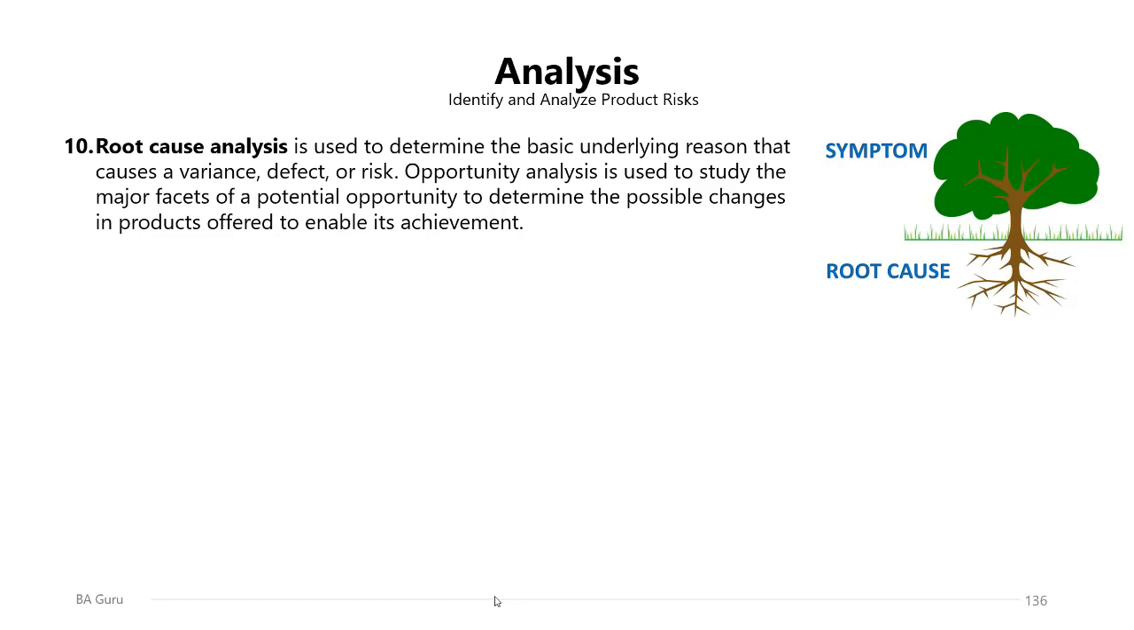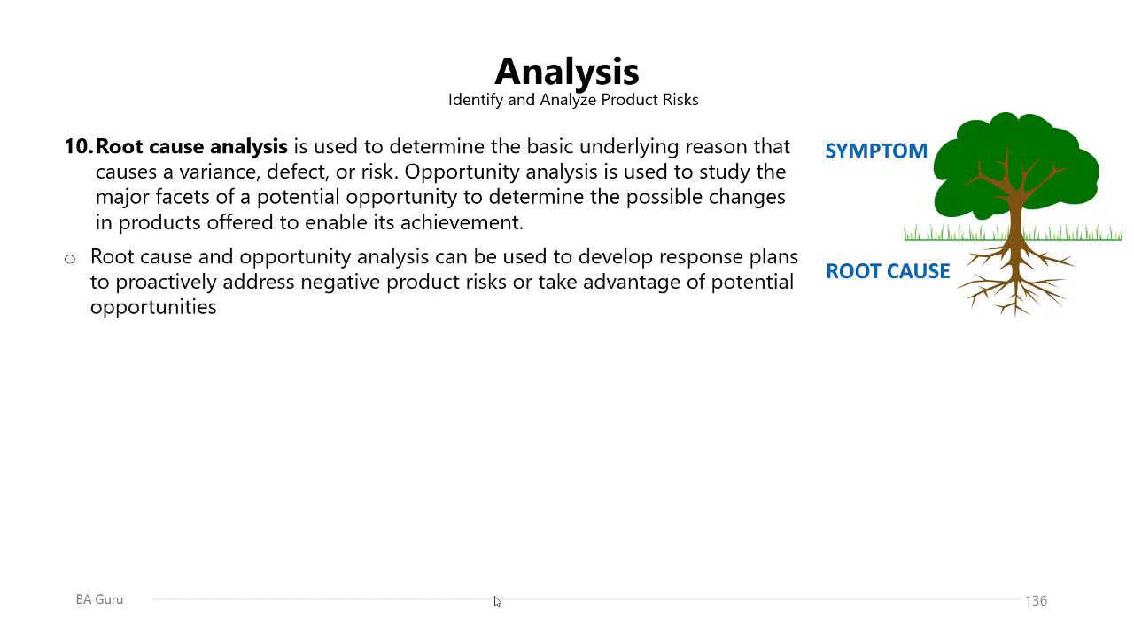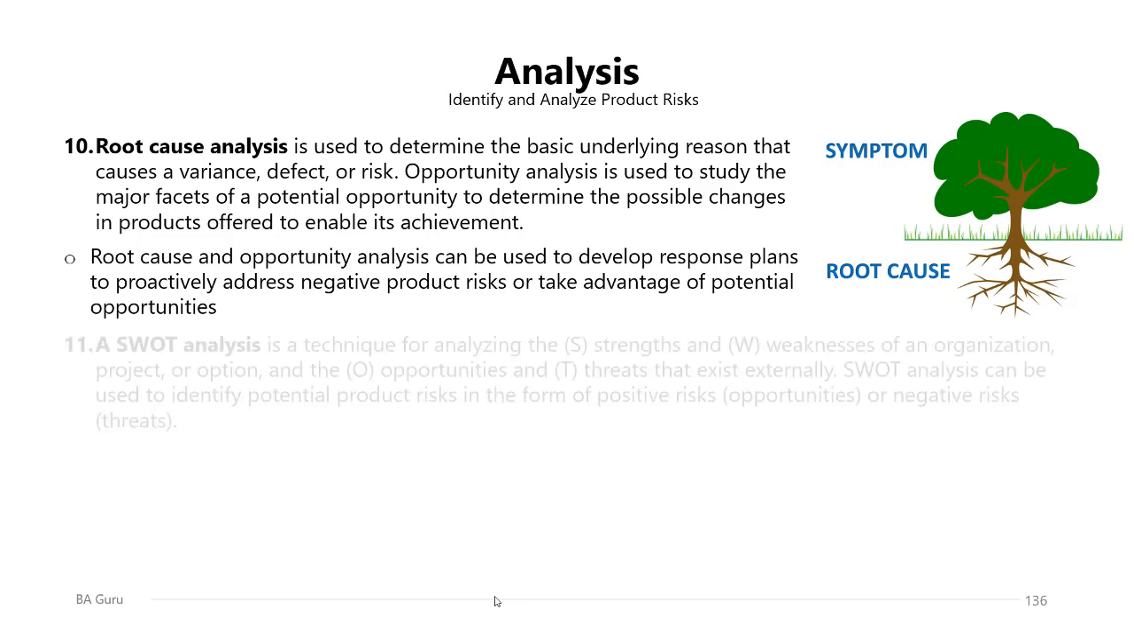So the root cause analysis can be used also in issues management, variance analysis, or risk management. Opportunity analysis is used to study the major facets of a potential opportunity to determine the possible changes in products offered to enable its achievement. Root cause and opportunity analysis can be used to develop risk response plans in order to proactively address negative product risks or take advantage of potential opportunities.